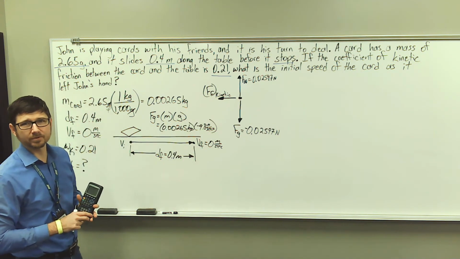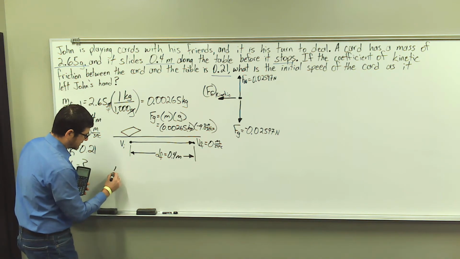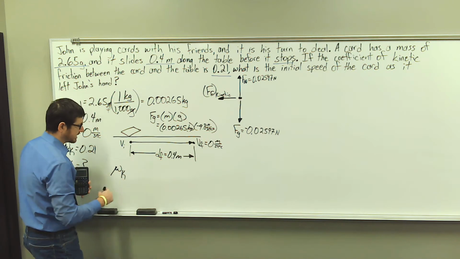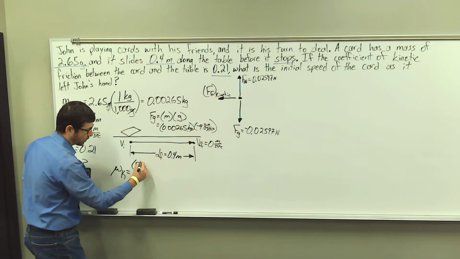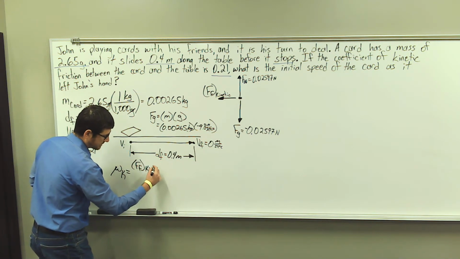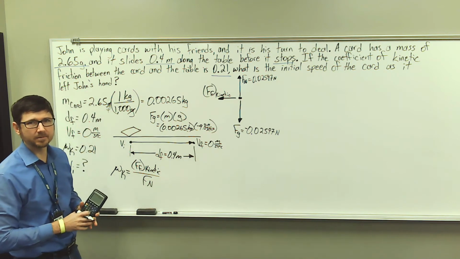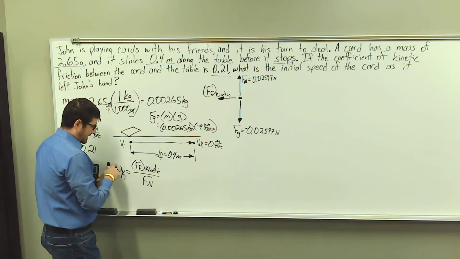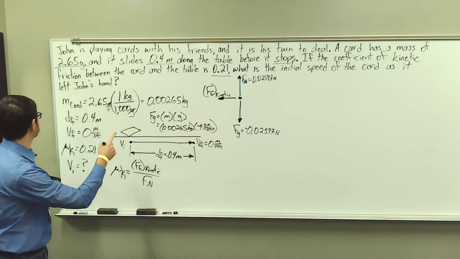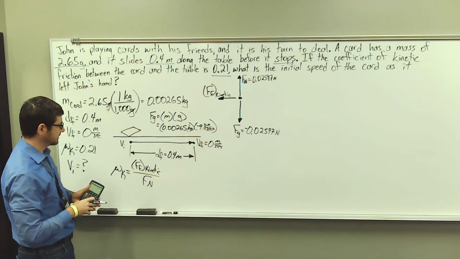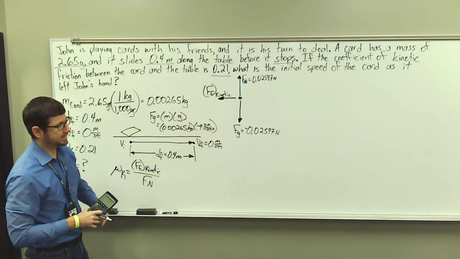Now we're going to start with the equation from the book, and our equation is the kinetic coefficient of friction is equal to the kinetic friction force divided by the normal force applied to the object. So we have this was given to us in our problem, which is 0.21, and we've calculated the normal force. We did that in the free body diagram.